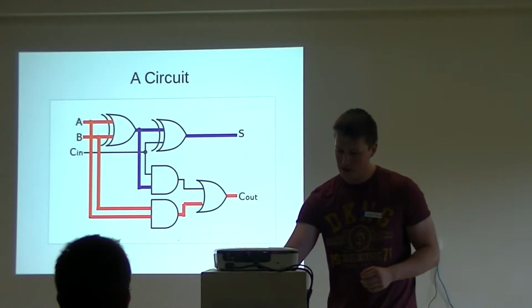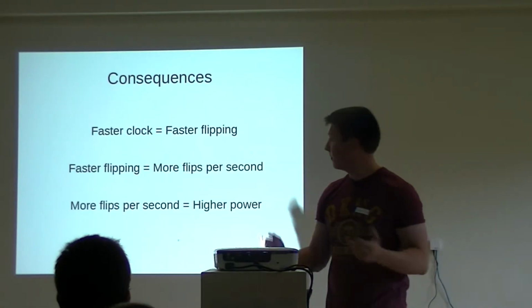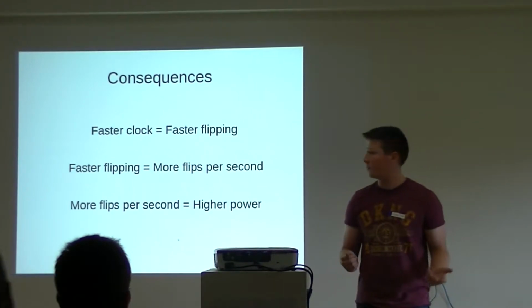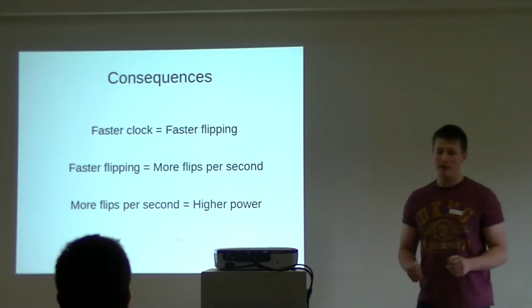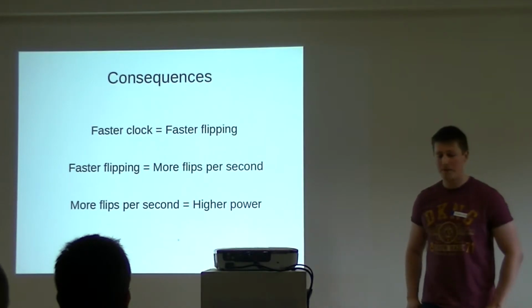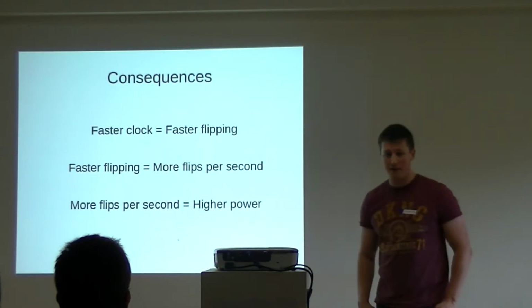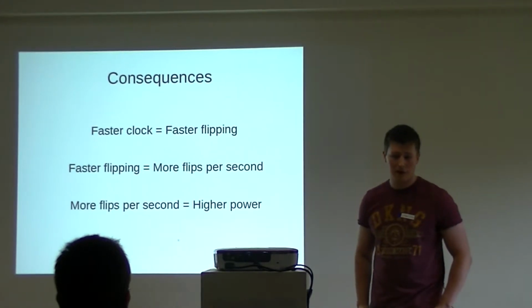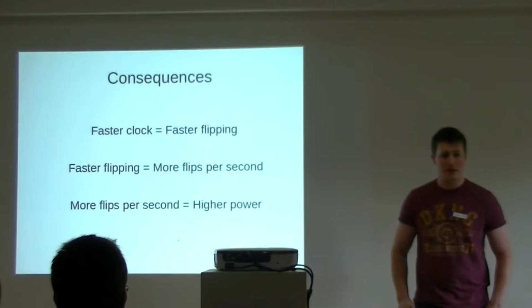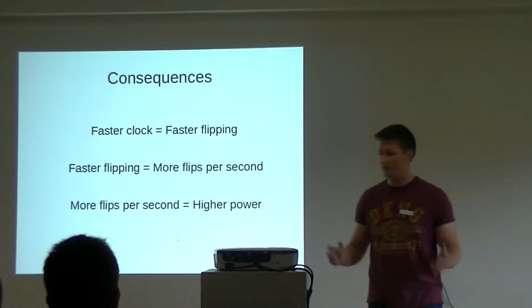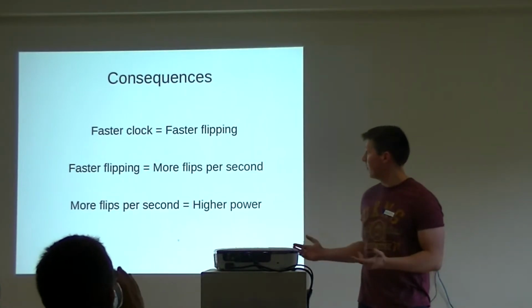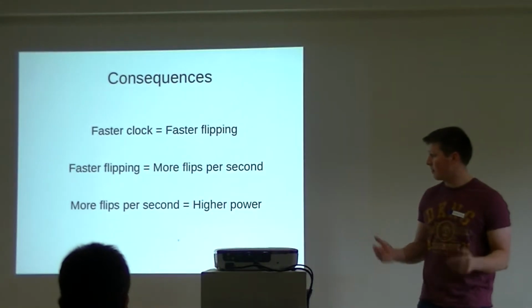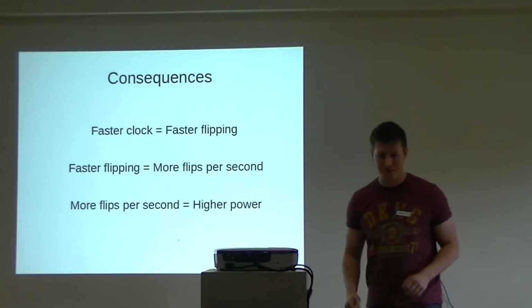So the consequence of each bit flipping having an energy consumption means that if you clock it faster, all of your bits are going to flip faster. And then this means you get a faster rate of flips per second, and then you get higher power. So your higher rate of energy being consumed per second equals higher power. So that's one of the reasons why, when you clock your processor up, you see a higher power usage.